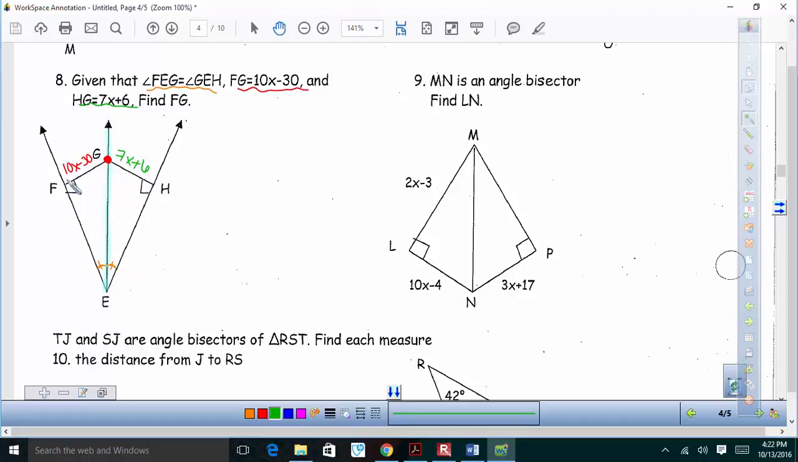Now, if this is an angle bisector and there's a point that connects the angle bisector to this side, that means that these sides are congruent as well. Okay? Anytime angle bisectors are congruent, then that means from the angle bisector to the side is congruent, and vice versa. So that means that I can take 10x minus 30 and 7x plus 6, and I set those equal.